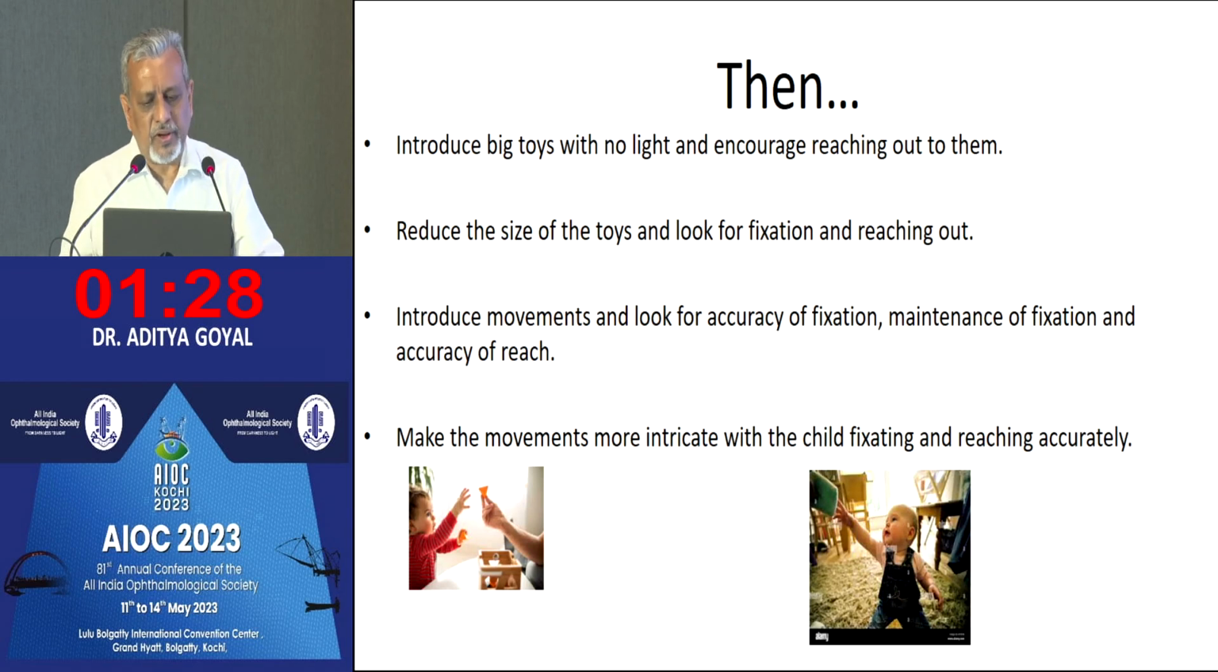Introduce movements and look for accuracy of fixation, maintenance of fixation, and accuracy of reach. The child should be able to reach out perfectly well and hold the toy. As the movements improve, keep on making it intricate, and the child should be able to fixate and reach out accurately.